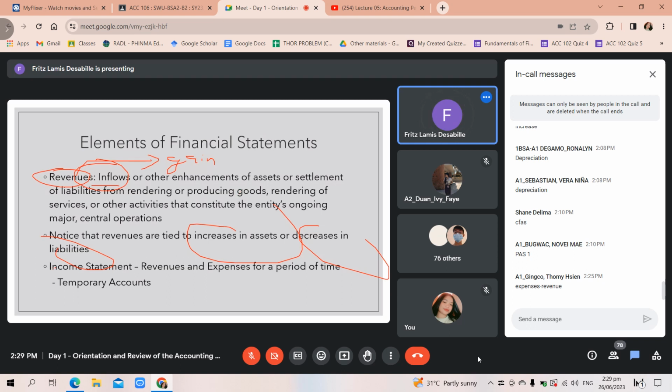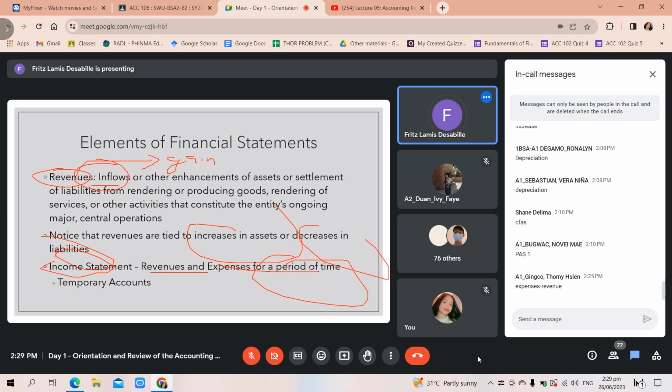Sige. So income statement. Kaning mga items, ganina na ingon ako, makita ni sila sa income statement. Formula for income statement or how to compute for the net income: revenue minus expenses. Simple lang. So contents of income statements, revenue and expenses for a period of time. Di ba niingon ko? Period siya. From January 1 to December 31. That's the usual 1-year period.